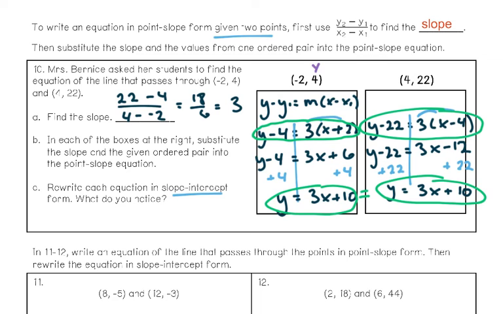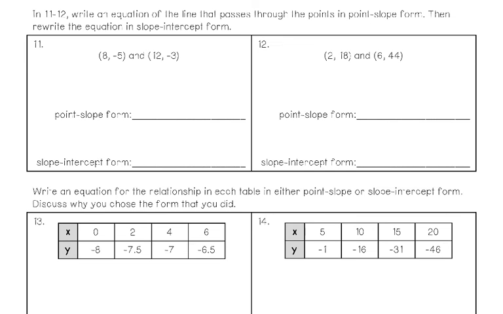All of these are just different ways to write the equations of a line. When it says y equals 3x plus 10, that's in slope-intercept form. But when you see equations written like this, those are in point slope form. We have 2 more examples where we are given 2 points. We have to write the equation of the line in both point slope form and in slope-intercept form. I'll try number 11 with you, then you're going to do 12 by yourself.